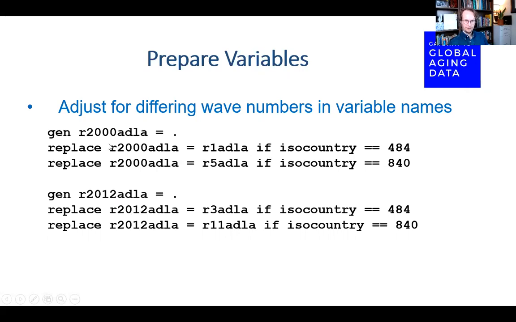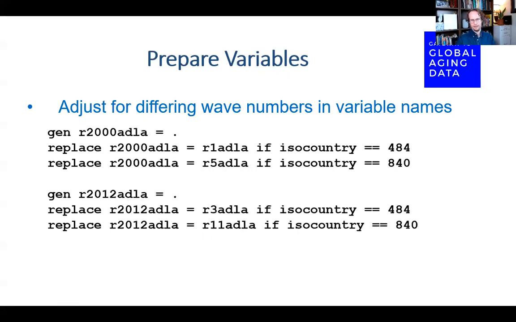And we're going to generate a blank variable. We're going to replace that blank variable with the values from the variable R1 ADLA if that observation was labeled as coming from Mexico. And then we'll do the same, except taking the values from R5 ADLA if that observation was from the United States.